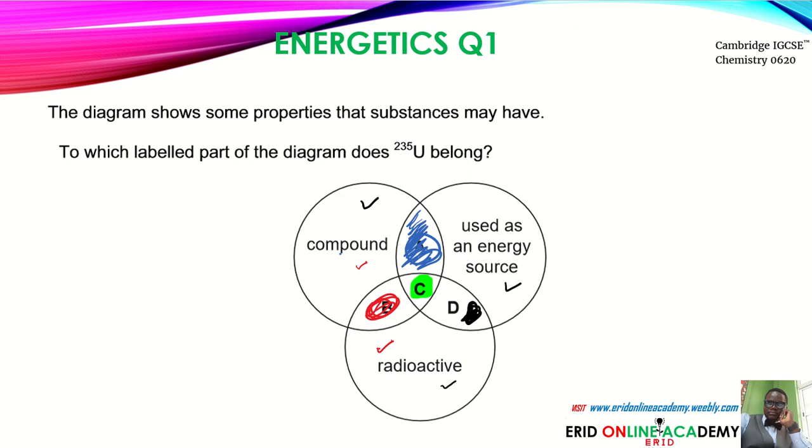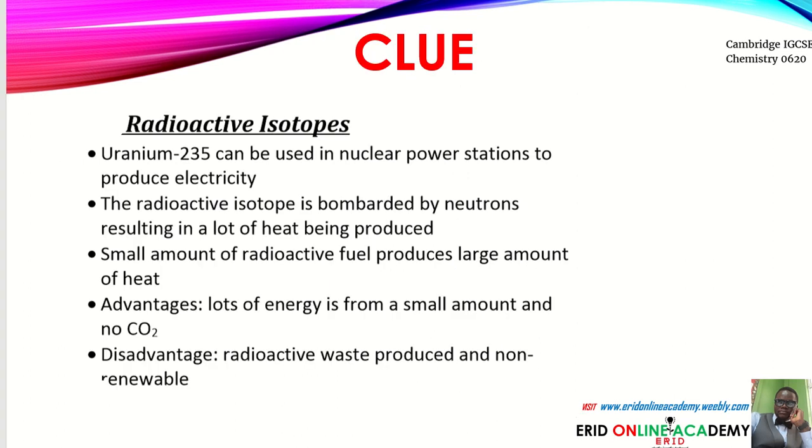Uranium-235 is a radioactive element. It consists of radioactive isotopes. So you may need to do a quick revision of the uses of uranium-235. Let me just give you a clue. Uranium-235 can be used in nuclear power stations to produce electricity. That's talking about tapping into nuclear energy for the production of electricity. And the radioisotope is bombarded by neutrons, resulting in the release of large amounts of energy.